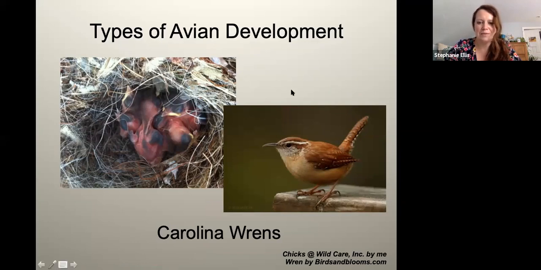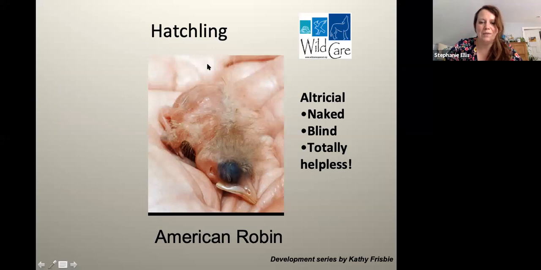These are wrens, for example. This is a Carolina wren. And these birds, look at them, naked, blind, and helpless. This is an American robin. So we refer to this as an altricial baby. This means they have a short time in the egg. Incubation for robins is usually 12 to 14 days. When they hatch, they are naked, blind, and completely helpless. They depend 100% on the parents for warmth, food, and protection.